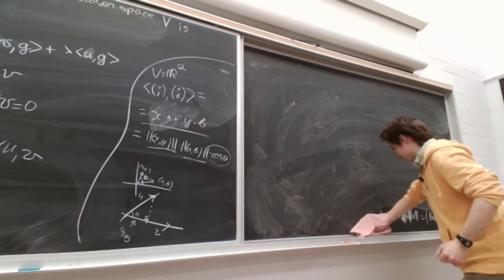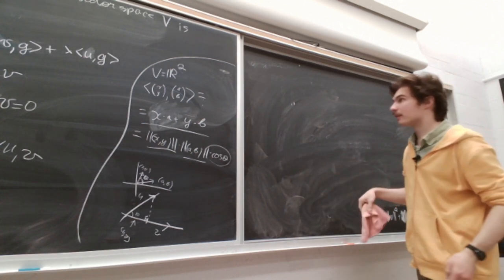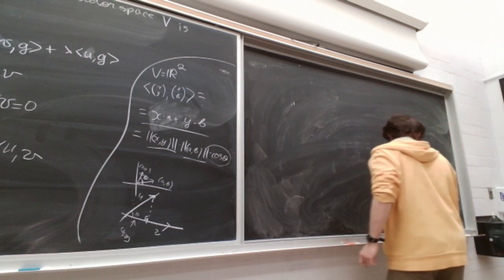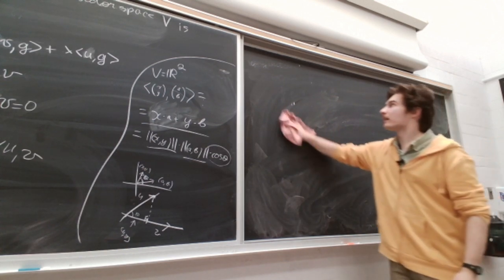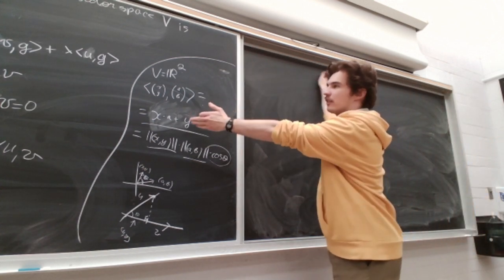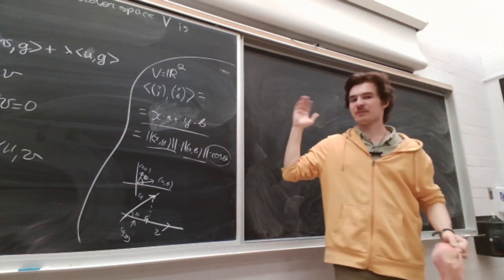I have a question. Yes. When you give the example of V equals R squared, are you just defining the inner product as x dot y? Yes, let's define the inner product to be that. Because it satisfies the properties? Yes, and you can check that this satisfies those properties. That's it. I gave you an example. This is an example of an inner product.